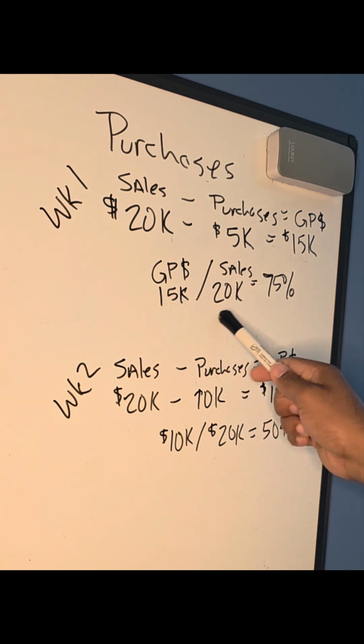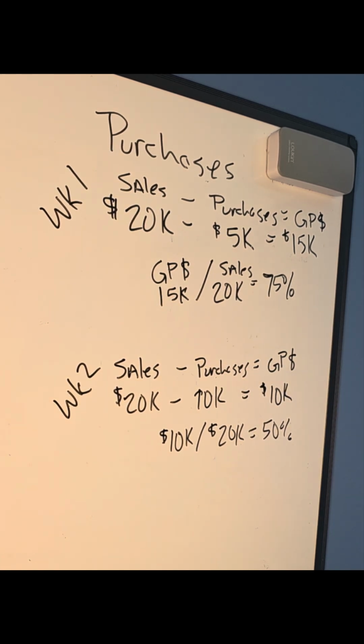And so then when they work that through, they say, oh, wow, great. I got a 75% cost of goods. Hoorah. We get into week 2. We do the same $20,000 in sales. We spent $10,000. We wound up with $10,000 in gross profit. And now we're freaking out because now I have a 50% gross profit.